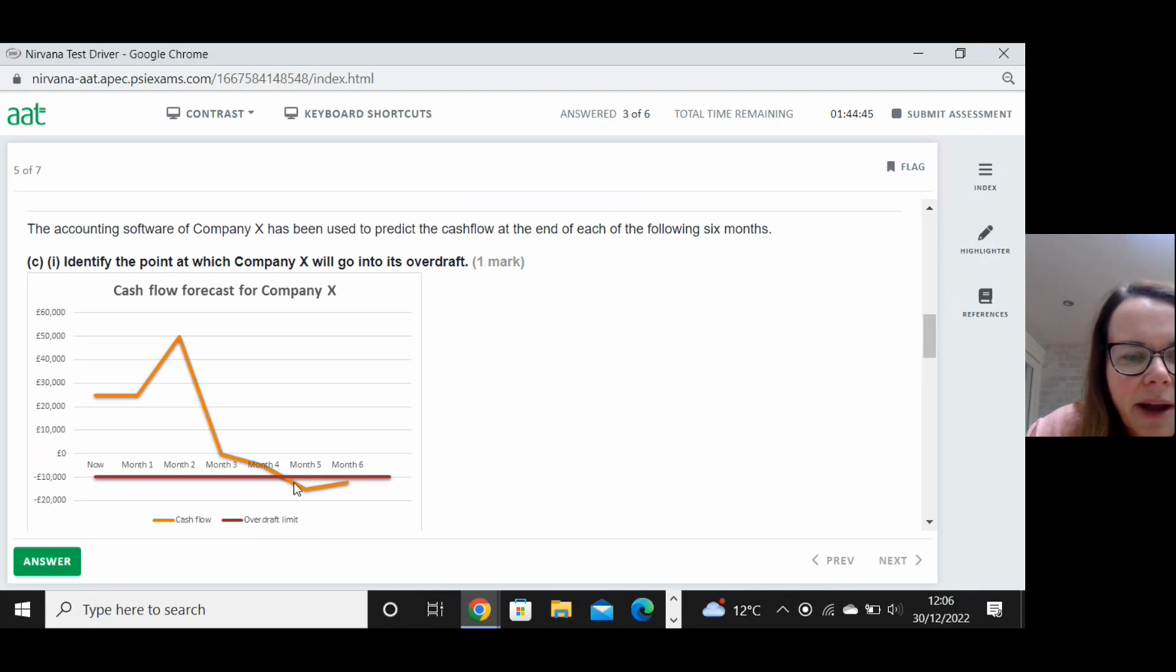Before we, so here we're going over our overdraft limit. Look, we've gone below £10,000. But this question's asking where's the point that they will go into overdraft? Well, you go into overdraft as soon as you haven't got money in the bank. So clicking there gives me an arrow pointing where I've hit the 0 mark.